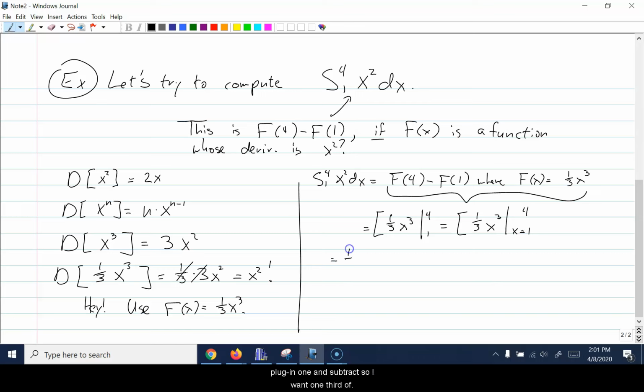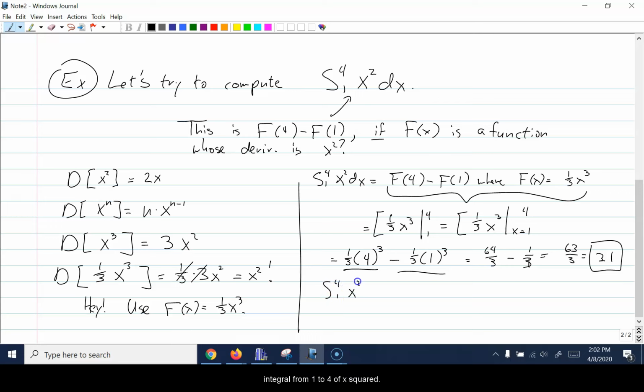So I want 1/3 of 4 cubed minus 1/3 of 1 cubed. Plug in 4, you get this. Plug in 1, you get this. Now subtract them. 4 cubed is 64. 1 cubed is 1. Over 3. 64 minus 1 is 63 over 3. 63 over 3 is 21. Apparently, we have just by hand worked out that the integral from 1 to 4 of x squared is 21.